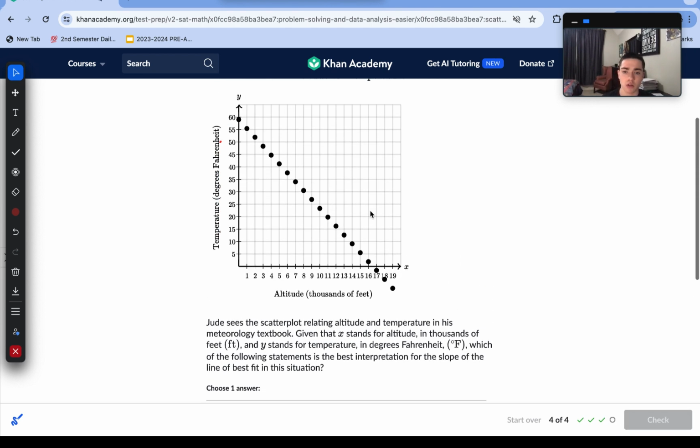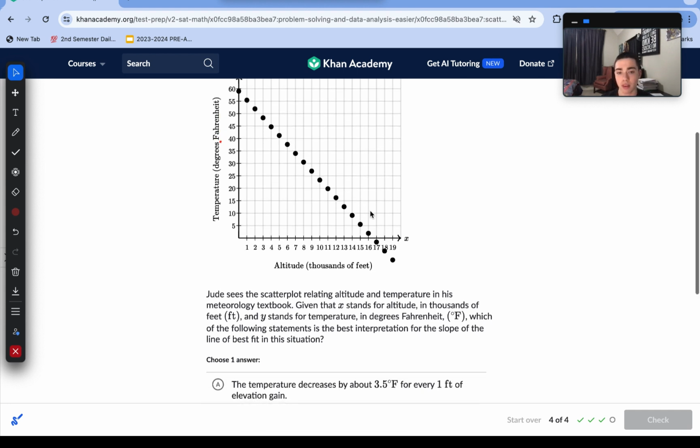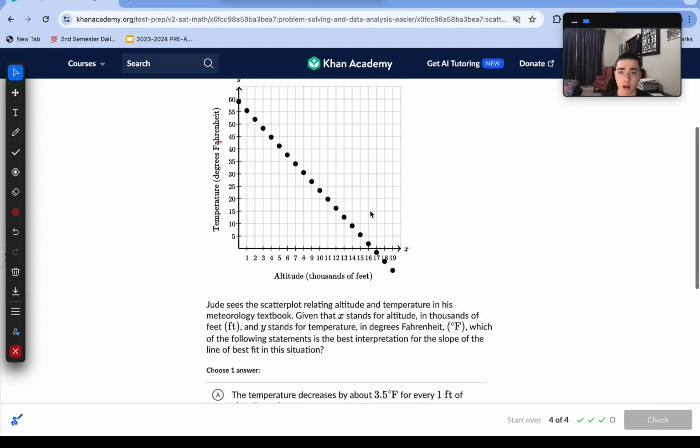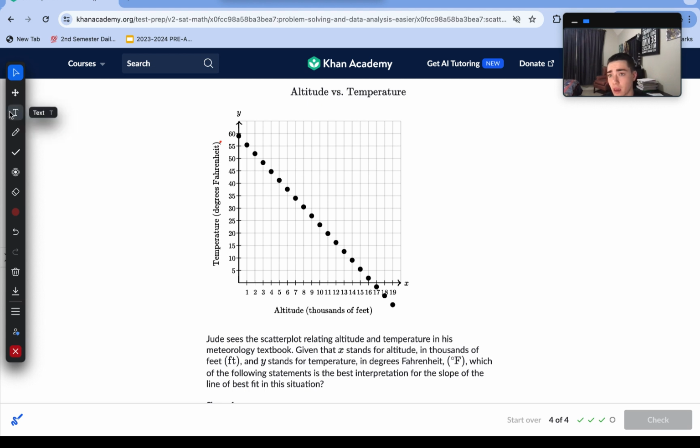Last question here. Jude sees a scatter plot relating altitude and temperature in his meteorology textbook. Given that X stands for altitude in thousands of feet and Y stands for temperature, which of the following is the best interpretation of the slope of the line of best fit? So all we have to do here is find the slope of this line of best fit. Pretty simple. We can see it's decreasing.